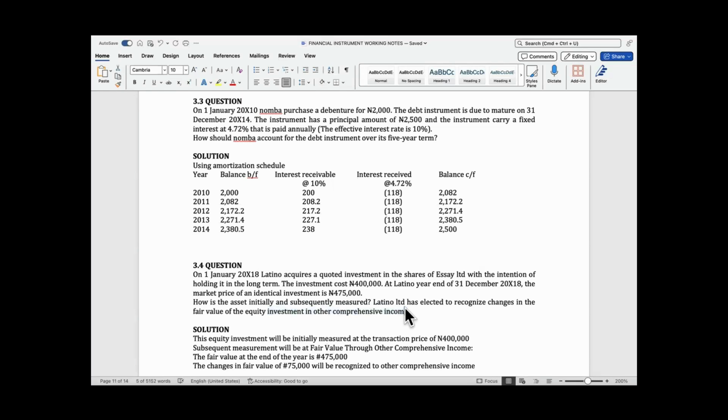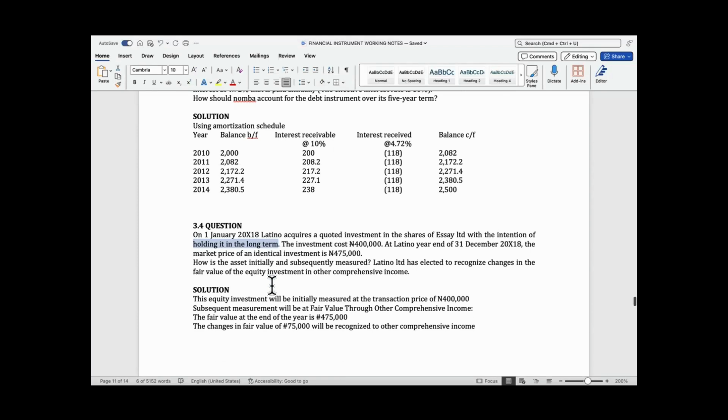They don't even need to tell you, because his intention of holding this equity investment is for the long term. So when he's holding for the long term, he will definitely measure at fair value through OCI. So the change in value between the beginning and the end, that gain, we'll recognize it in OCI. If he was measuring it at fair value through P or L, then that gain would have gone to P or L. That's the end of this question.